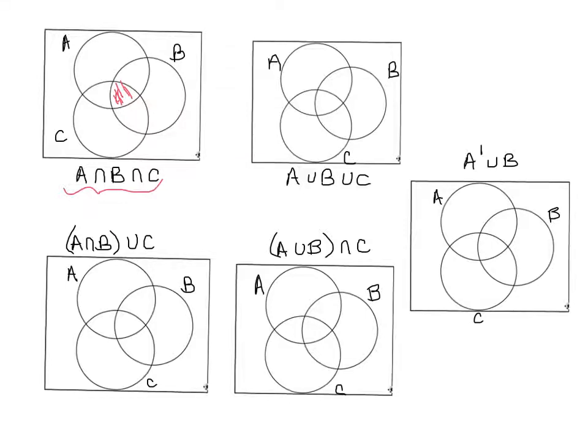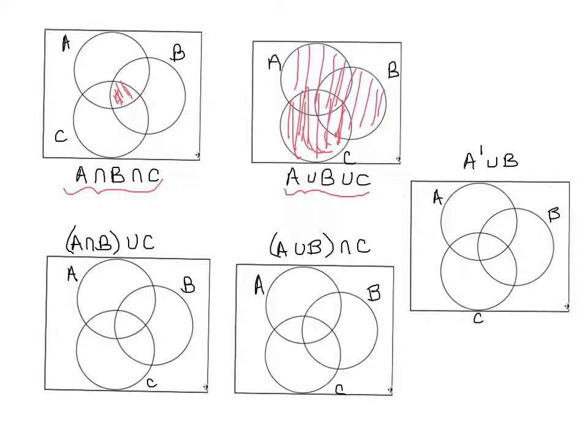As opposed to A union B union C, which is everything in A as well as everything in B as well as everything in C. It's all three circles combined. A union B union C. So again, the unions are much easier, so I'll do the unions first and save this wonderful intersection for last. Let's do the one on the bottom left.